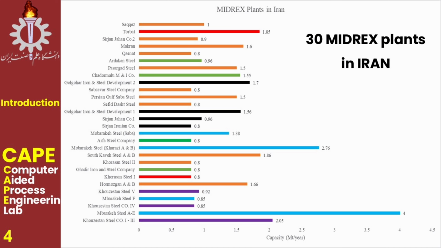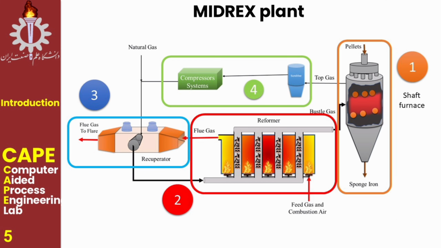In Iran, due to rich natural gas resources, there are about 30 direct reduction plants. These direct reduction plants are predominantly based on Midrex technology. Midrex technology generally consists of four sections: shaft furnace, reformer, recuperator, and some equipment for recycling. The reduction process occurs in the shaft furnace and the reformer produces syngas.